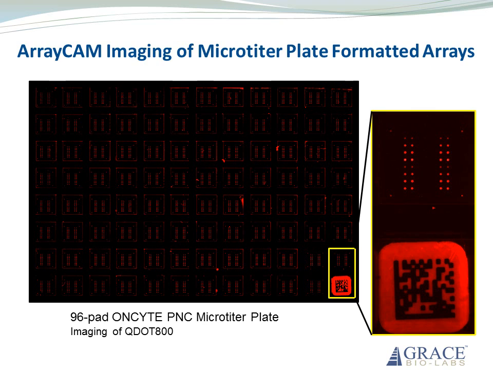For the ultimate in multiplexing, many assays will be converted to a 96-pad or well microtiter plate format. We have a version of ArrayCAM which can accommodate imaging in this format, and here is an example of an image of a 96-pad ONCYTE PNC showing 95 distinct subarrays and an identification barcode.